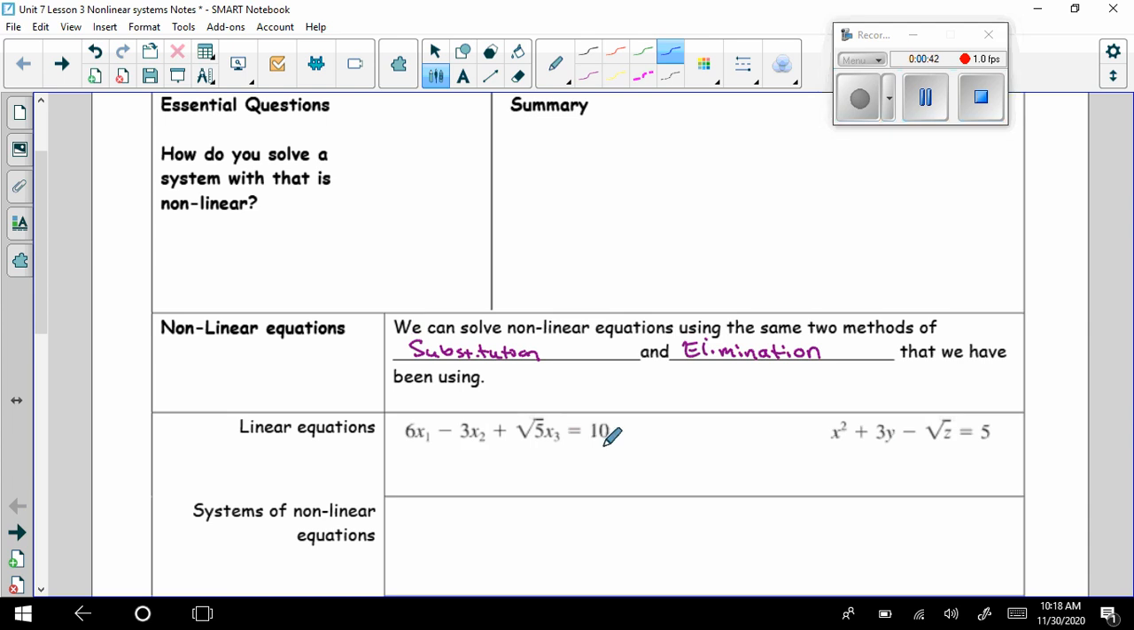So the difference between linear and nonlinear: we can see here that all the exponents are still 1. In this particular case, we don't have any variables underneath our square roots. Or in this one, we have exponents. We have variables under radicals. So we have multiple things going on. So this would be nonlinear. And this would be linear.